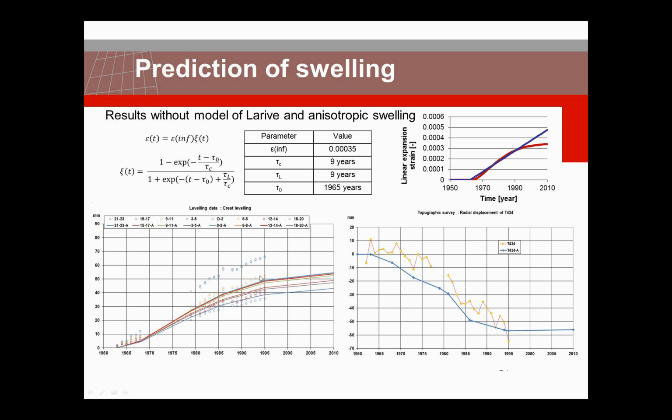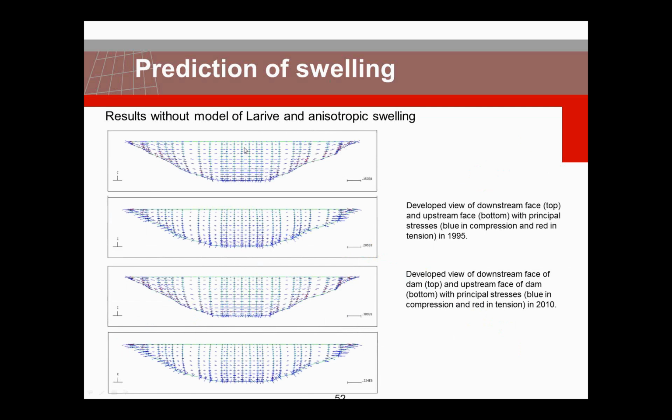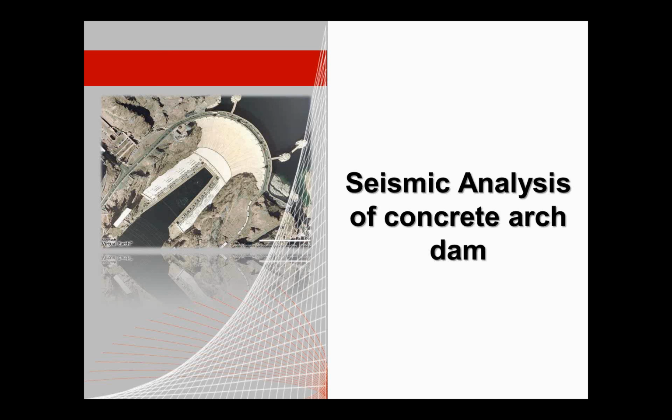And the challenge of the benchmark was that the measurements were provided up to 1995 to give predictions of the further displacements in the following 15 years. So therefore we have used this Larive curve. And we could calculate predictions very well. During the benchmark session, this was compared with experiments and gave good agreement. And here you see the stresses again in the dam phases, considering in the model where the anisotropic swelling was considered.